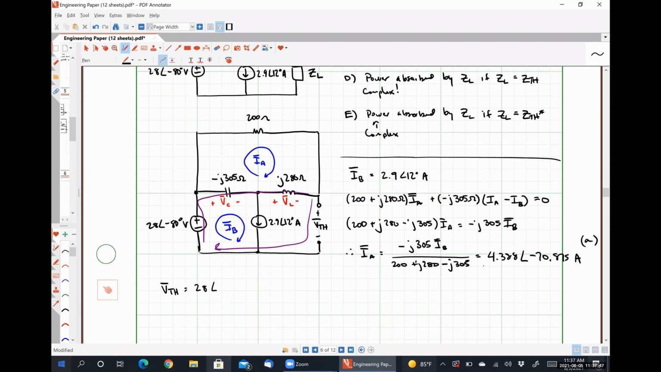All right. So we would have 28 angle negative 80 degrees volts minus VC minus VL. Is everybody okay with that, or understand where that came from at a minimum? Yes. So that's just me doing KVL around that purple loop that I've drawn there and then reorganizing the equation kind of all in one go.